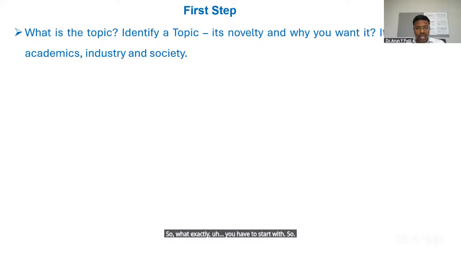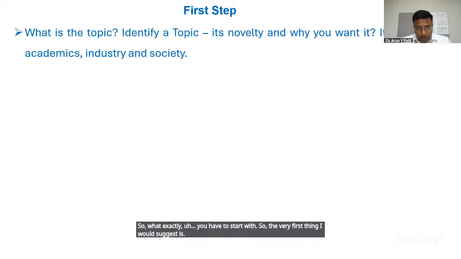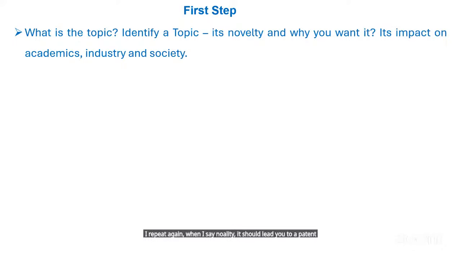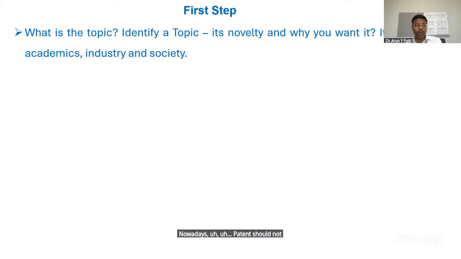So what exactly do you have to start with? The very first thing I would suggest is, what is the topic you are trying to work on? And if you have identified the topic, does it have novelty? When I say novelty, it should lead you to a patent, first of all. I repeat, when I say novelty, it should lead you to a patent. And remember, nowadays a patent should not be only on paper, it should get translated into reality. That is the next goal which everyone has to think about.